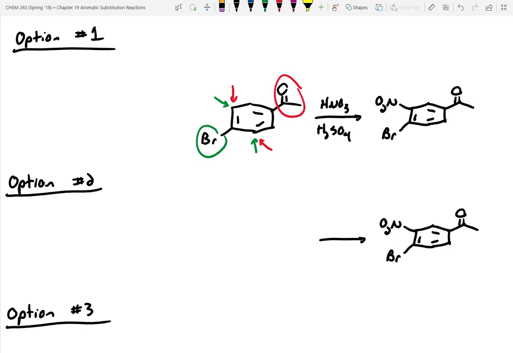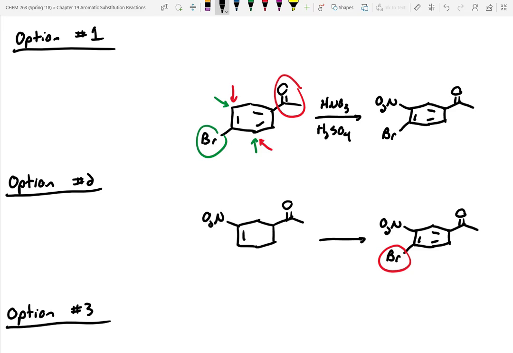So maybe instead of the nitro group, let's try the bromine and say, all right, if we focus on this bromine and we say, all right, we want to install this one in our last step, let's check. And then we could say, all right, that means the ketone could have been on there originally and the nitro group could have been on there originally. What reagents do we need to install a bromine? Yeah, Br2 and iron tribromide.